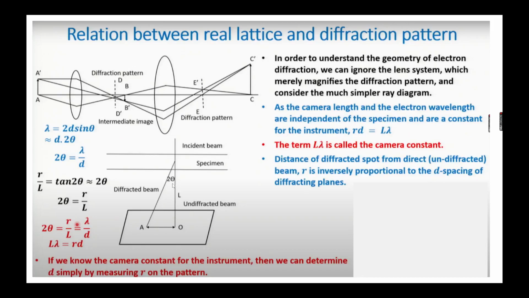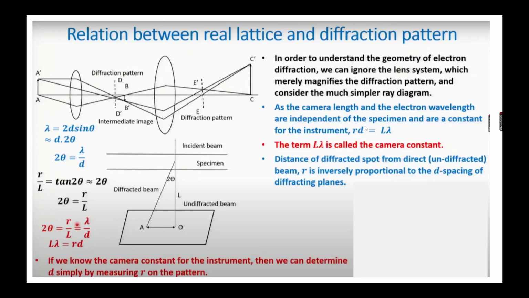Here, if theta is small, tan 2 theta equals 2 theta. So 2 theta will be nothing but R by L. When you derive this equation, 2 theta equals R by L. Here 2 theta is also lambda by D, so lambda by D equals R by L. By cross multiplying, L lambda equals R D.